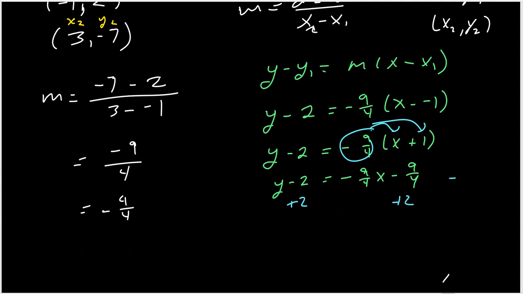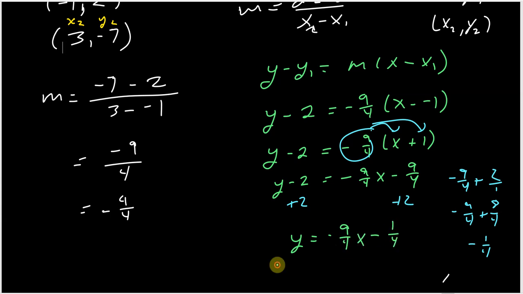So off to the side again, negative 9/4 plus 2, remember that's 2 over 1, right? Common denominator would be a 4, so that would be 8 over 4. So that would be negative 1/4. So that leaves me with y equals negative 9/4 x minus 1/4. And there it is in slope-intercept form.